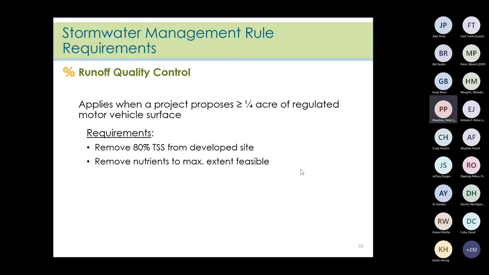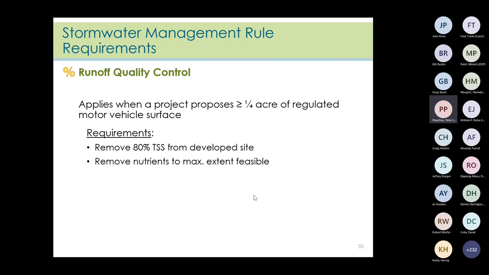Nutrients are generally a result of fertilizers and animal waste. The two nutrients of concern are phosphorus and nitrogen because they overstimulate plant growth in aquatic environments, which results in algal blooms and a reduction in dissolved oxygen concentration in water. The current rule requires a developed site's stormwater runoff be treated to 80% TSS reduction and the removal of nutrients to the maximum extent feasible.